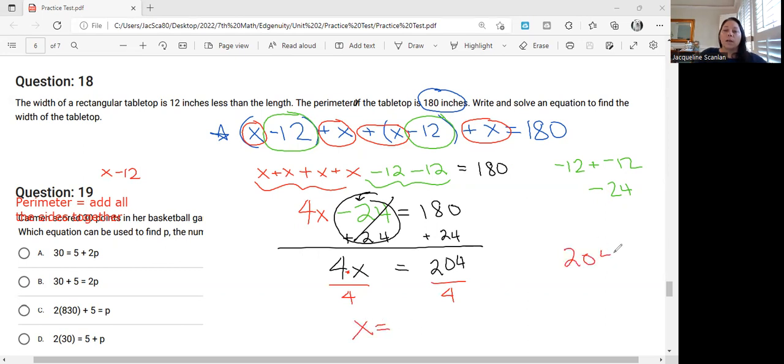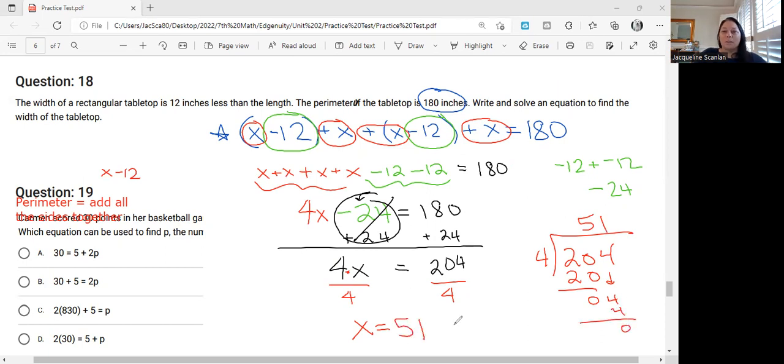204 divided by 4. 4 goes into 20 5 times. 5 times 4 is 20. 4 goes into 4 1 time with nothing left over. So my answer is 51.